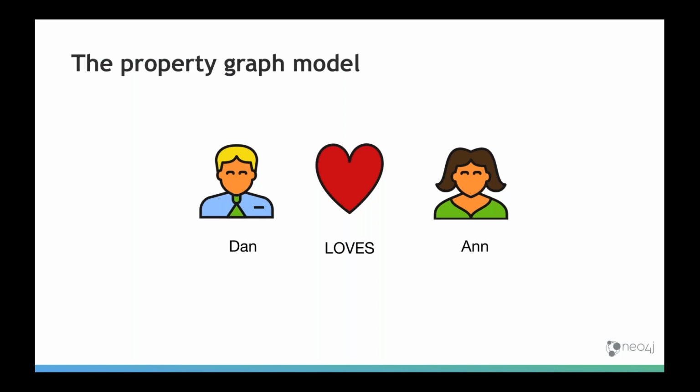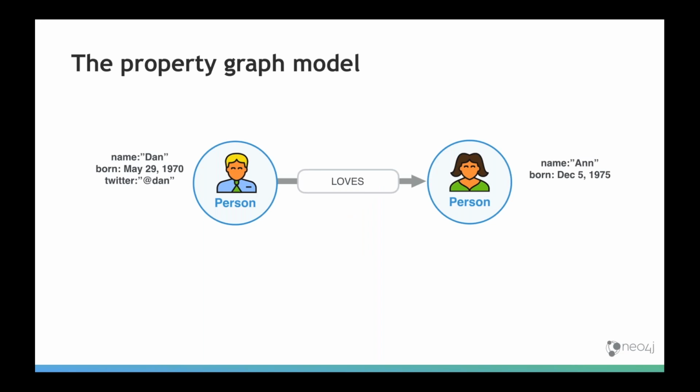Before we go into any more detail, I'd like to introduce you to the formal property graph model. So remember Dan and Anne? Here is how they can be modeled with the help of a graph. We have entities that we call nodes, and they are drawn as circles. Nodes can have labels. In this case, we're using the label person. The labels help us shape the domain, and a node can have 0 or many labels.